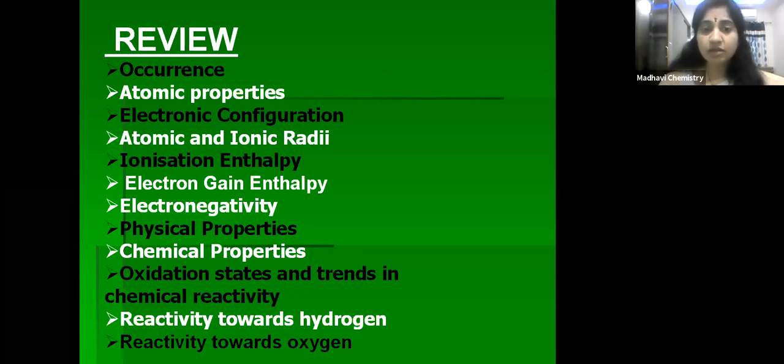Out of that, chlorine has the highest electron gain enthalpy because of the compact size of fluorine. Fluorine has a very small size, so the attraction towards the electron is less when compared with chlorine. Chlorine has neither too small a size nor too big a size, so it will attract the electron very easily. Because of that, the electron gain enthalpy of chlorine is more when compared with fluorine. That point you have to remember.